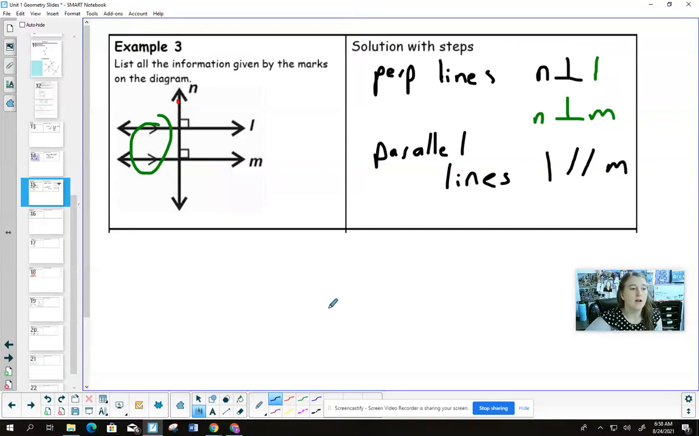I want to try this one. So we're going to go from here. You're going to go into class, have an idea of what these symbols mean. We're going to continue to practice this, make sure we're good with identifying this information off a picture. Super important skill. If you can't do this, you can't do anything else in geometry.